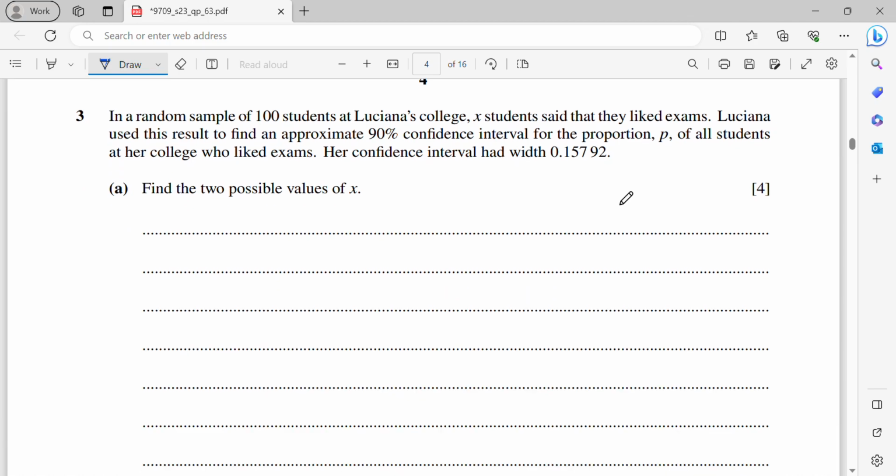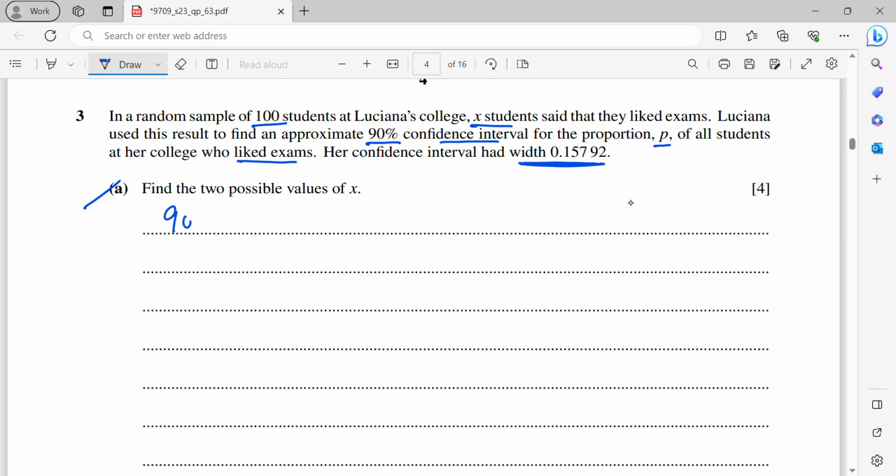So now question number 3. In a random sample of 100 students in Luciana's college, X students said that they like exams. Luciana used this result to find an approximate 90% confidence interval for the proportion, P, of all students at her college who like exams. Her confidence interval had width. This is the width of the confidence interval. Now A, find the two possible values of X.